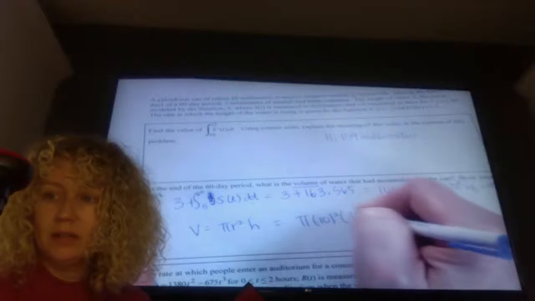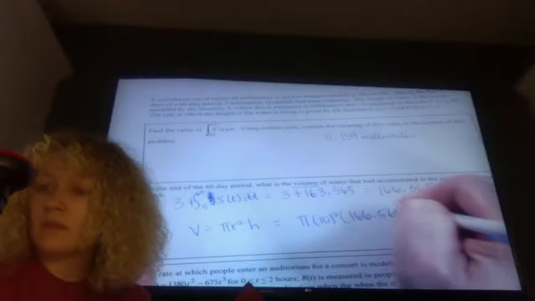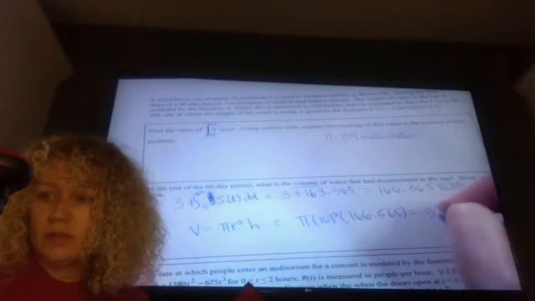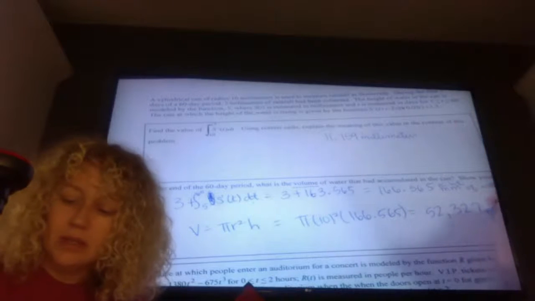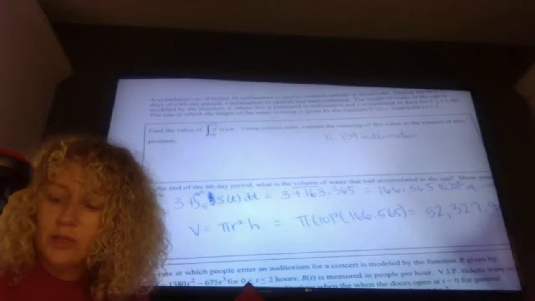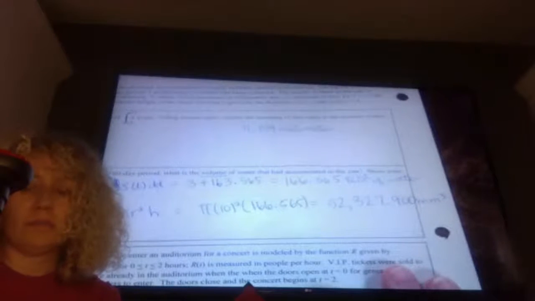And then it says, what's the volume? This is just the height. So volume is pi r squared times the height. That would be pi times 10 squared times your height, which is 52,327.900 cubic millimeters.